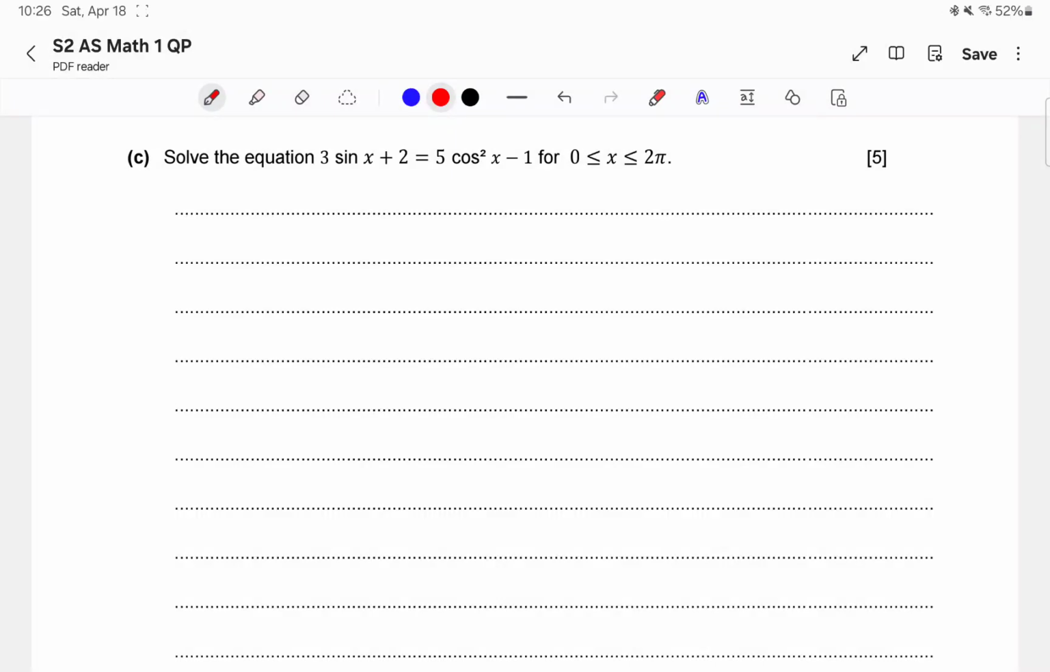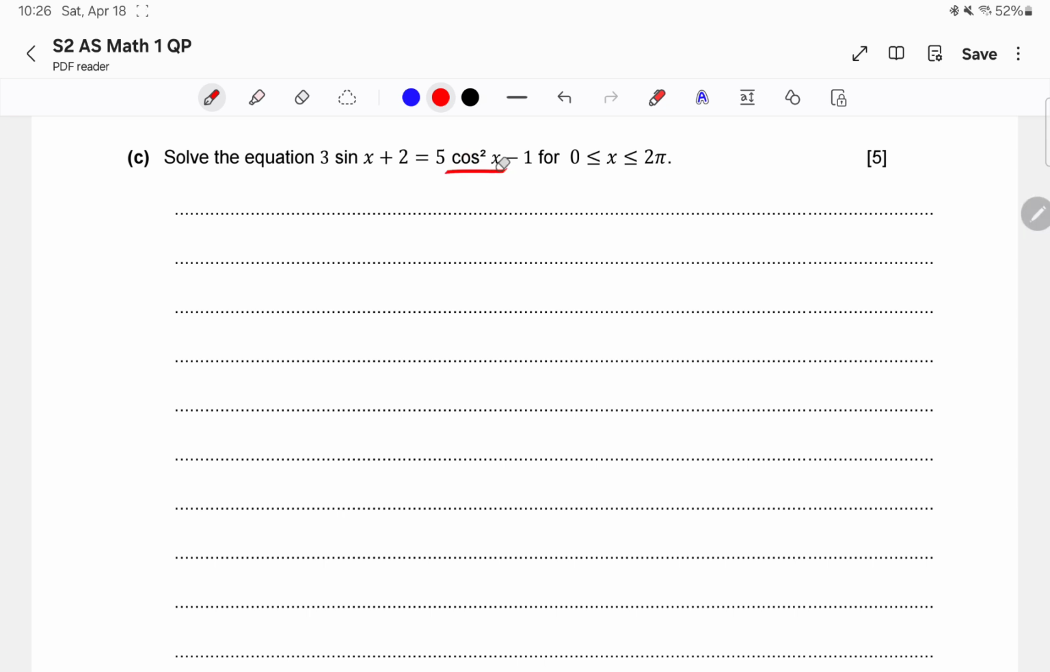Let's solve the equation 3 sine x plus 2 equals 5 cos squared x minus 1 for x between 0 and 2 pi. Whenever we solve trigonometric equations, we have to make sure it's written in just one type of trig, like all cosine, all sine, or just tangent. Looking at the given, we have 3 sine x plus 2 equals 5 cos squared x minus 1. We don't have an identity for sine x, but we have one for cos squared x.